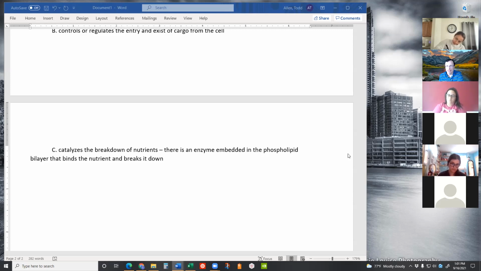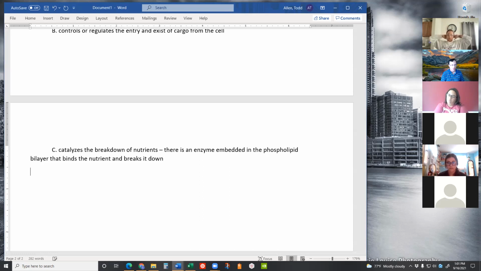Okay, any other questions? So I don't want you to think that when you say the plasma membrane breaks down the nutrients, that it's the phospholipids. It's not. It is the enzymes, the proteins embedded in the phospholipids that do the work.